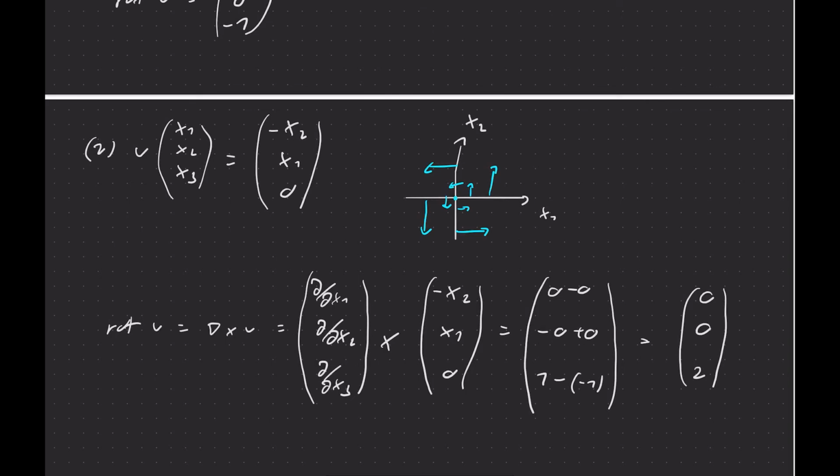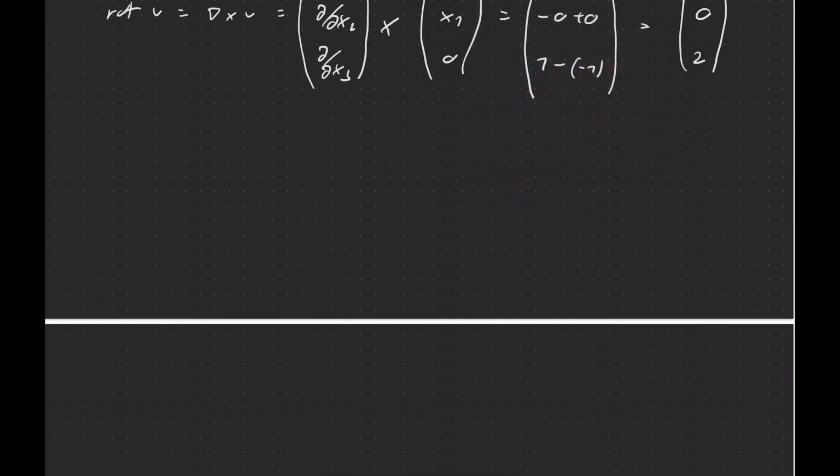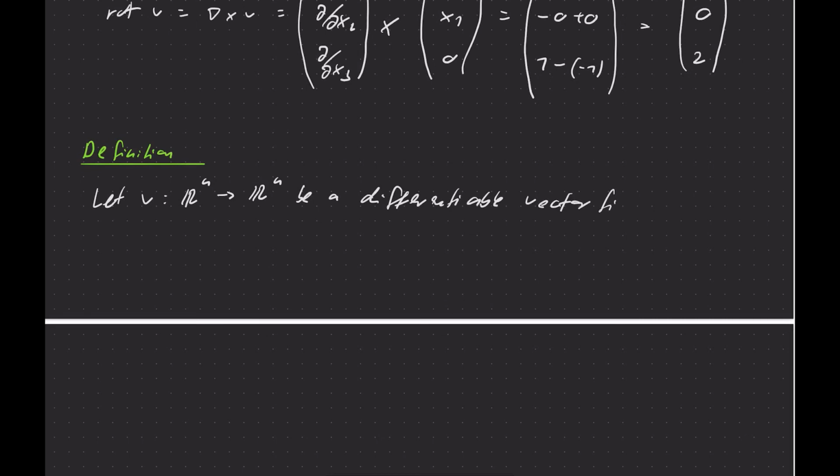Now, let's move on to that other characteristic that is called the divergence. Again, I'll start with the definition. The definition of the divergence is a whole lot simpler than that of the rotation. Again, we need a differentiable vector field, so let's start with that. Let V: R^n to R^n be a differentiable vector field.